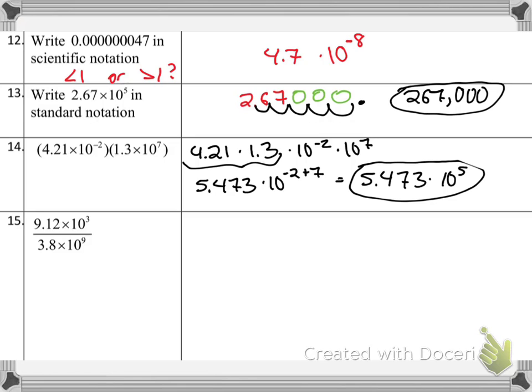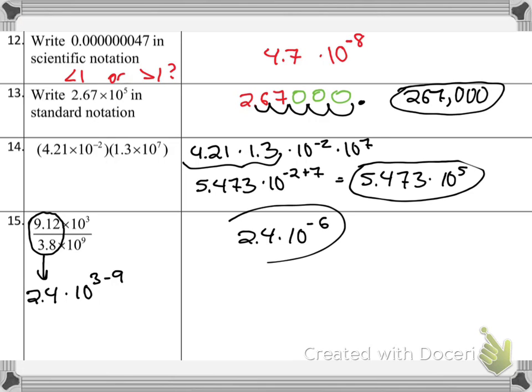Okay, for the next one, we are going to divide these two numbers first. So if I type in 9.12 divided by 3.8 into my calculator, that gives me 2.4. Then I'm going to subtract my powers of 10, and so my final answer is 2.4 times 10 to the negative 6. Again, this is in proper scientific notation, so I don't need to make any changes.